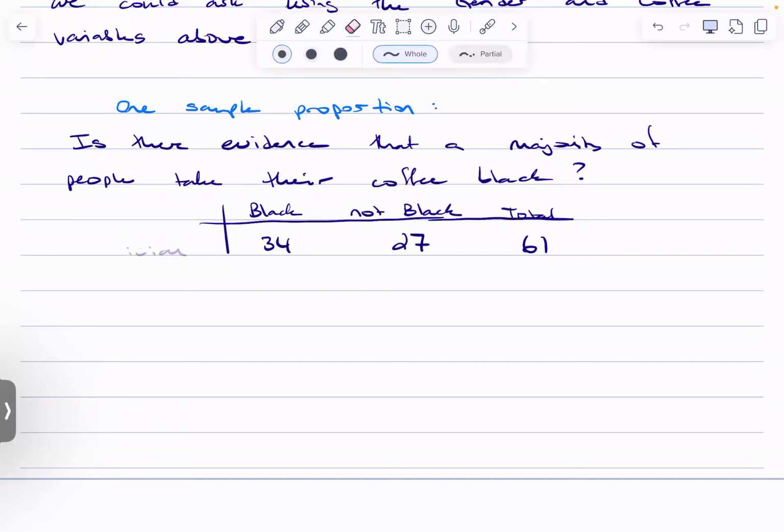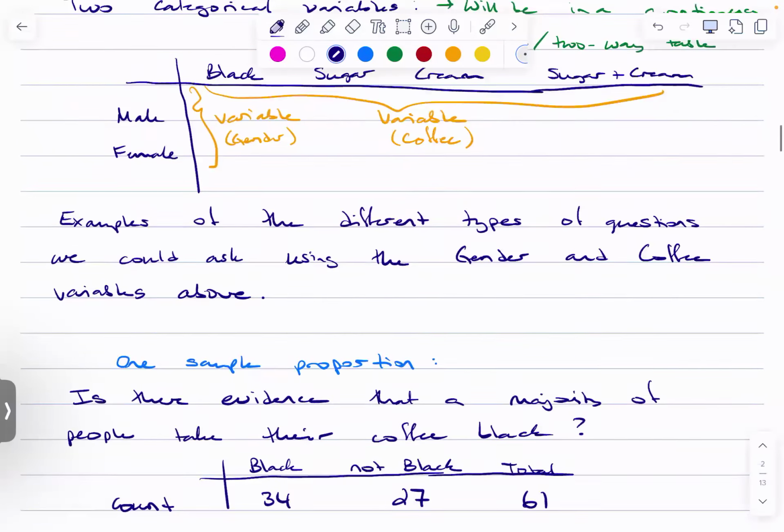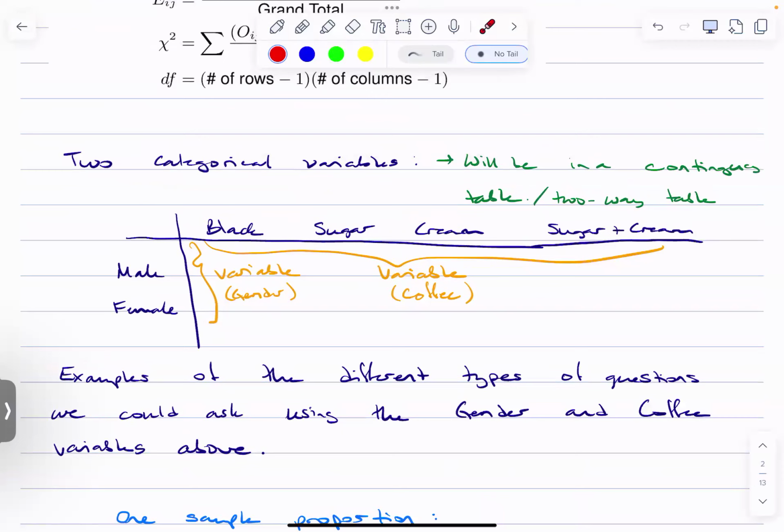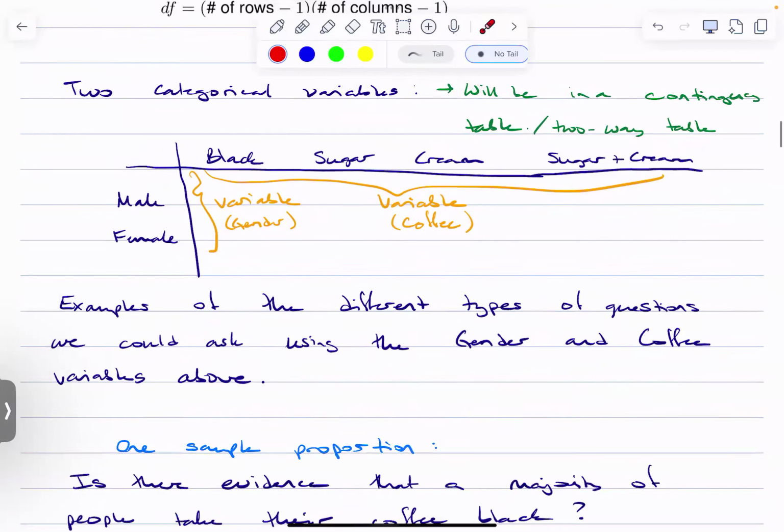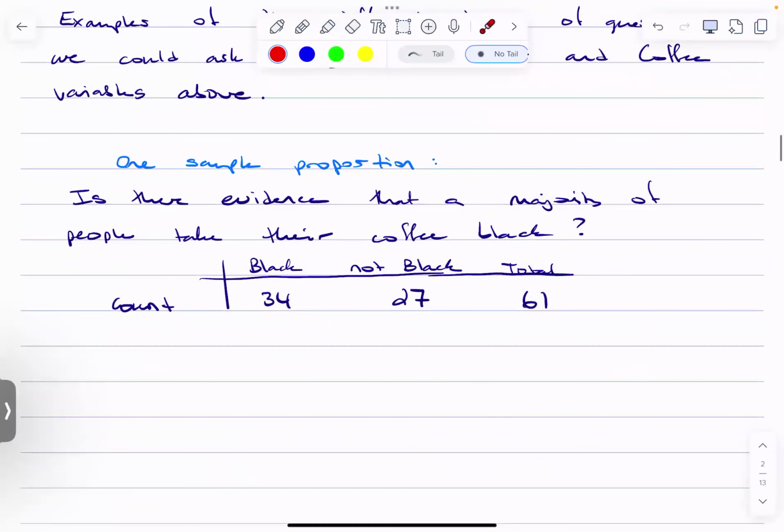And maybe I should do this count instead, call it a count. Because we can zip this up, right? We could have zipped up this table and said, well, I'm gonna have some total count down here. So if I ignore the gender for a little bit, then I can look at the total count of those who take their coffee black and lump up all the other ones. And that would make it a one sample proportion type of question.